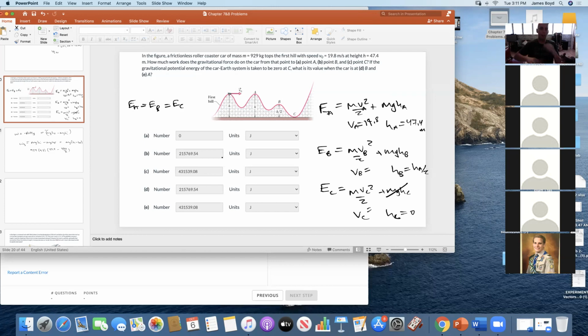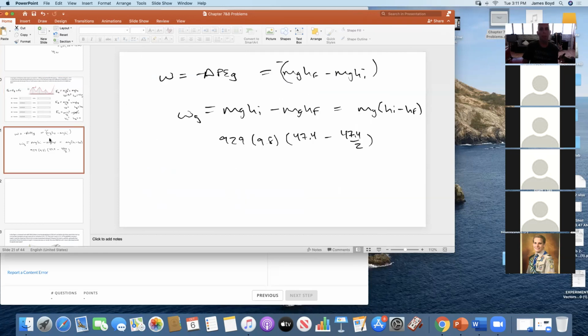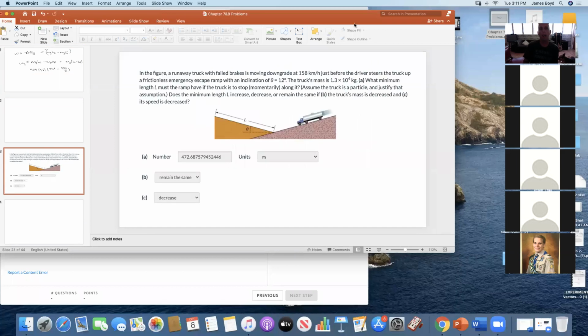The idea of this problem is just to make sure that you understand how the potential energy of gravity changes with height. Okay. Now, moving on. Why it's called a roller coaster is you can just write down the energy, but let's do it here for this truck. Now we have a runaway truck, moving down at 158 kilometers per hour before they steer it up an inclined ramp. The mass is 1.3, and so on. What is the minimum length for the truck to stop?